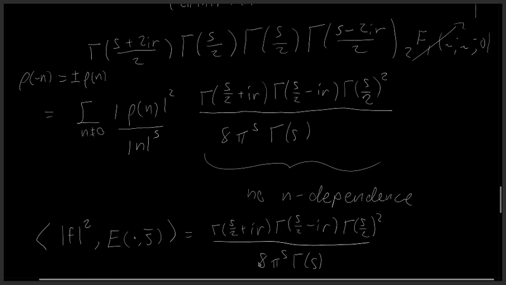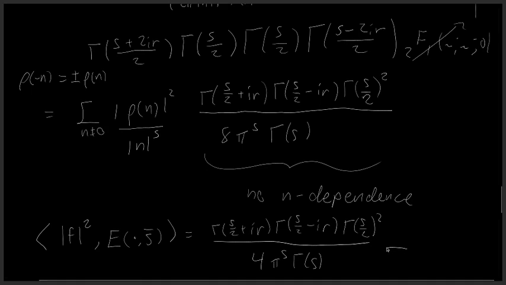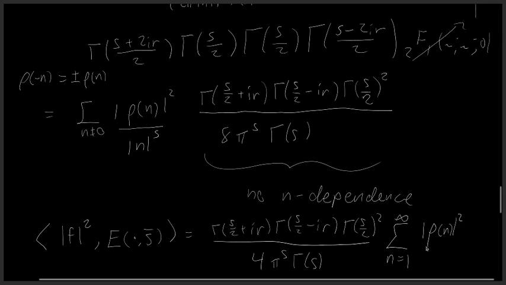So let's take this 8 and let's turn it, so this is going to be 2 times the sum, n from 1 to infinity, so this will replace this with a 4. And then here we have a sum, n from 1 to infinity, of the absolute value squared of rho of n times n to the s.